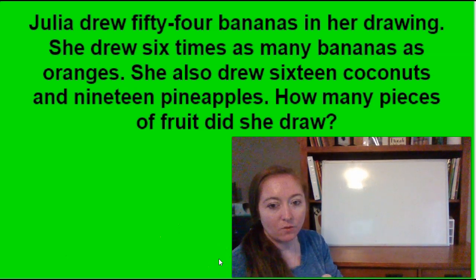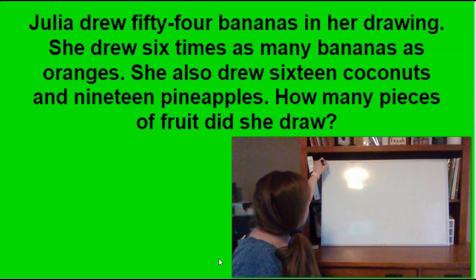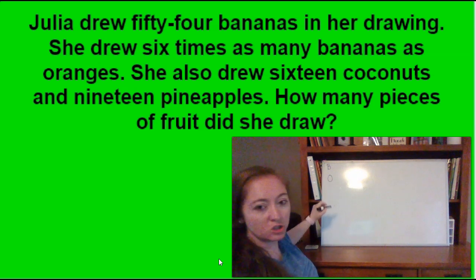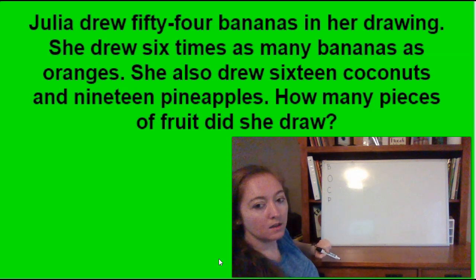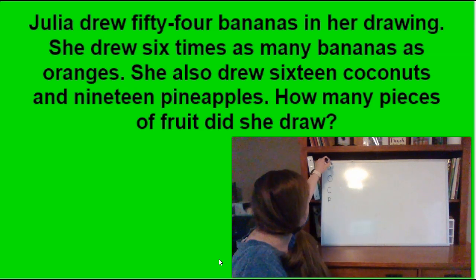The first thing is that we know that she drew bananas, so I'm going to put a B. She drew oranges, which I'm going to do an O. She drew coconuts, and she did pineapples. Okay, let's go through what she gave us for each one. So she drew 54 bananas, so I'm going to just put 54 now.